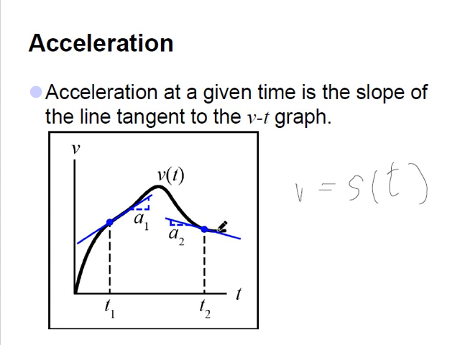Another slope here, at T2. This tangent line has a negative slope because of this little triangle, and we can see it's going down. So it is a negative acceleration, meaning it is decelerating at that point. It's going to tell you your velocity at that point is decreasing.